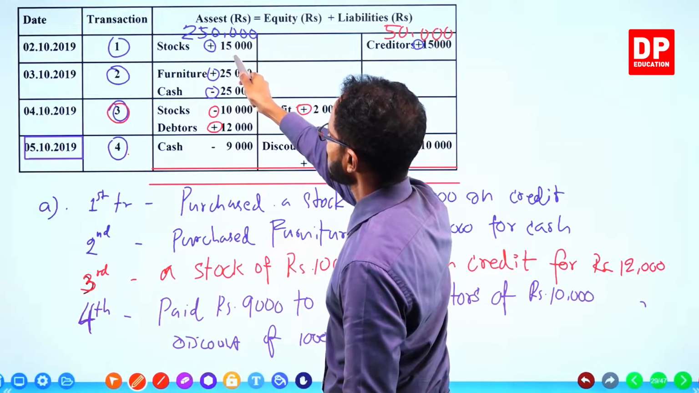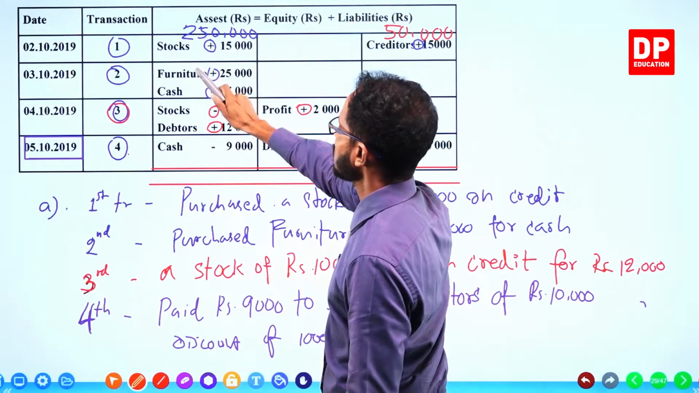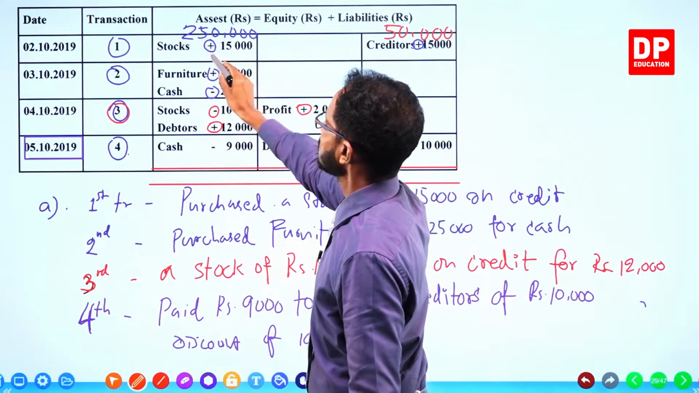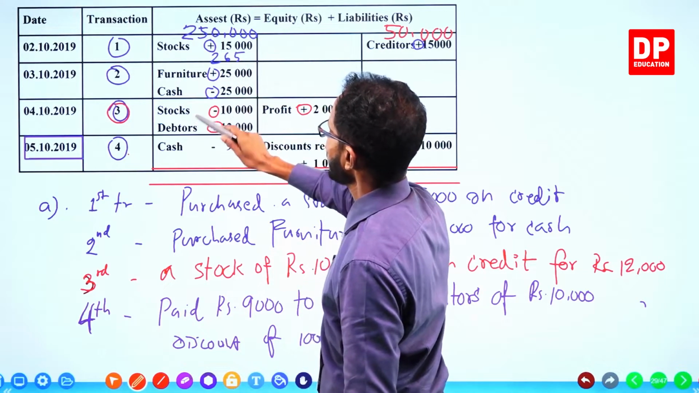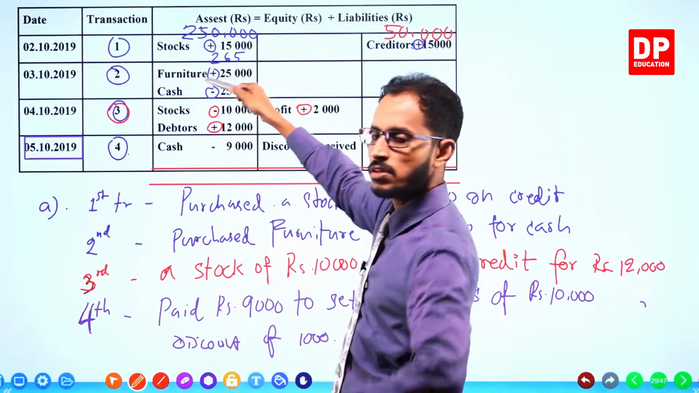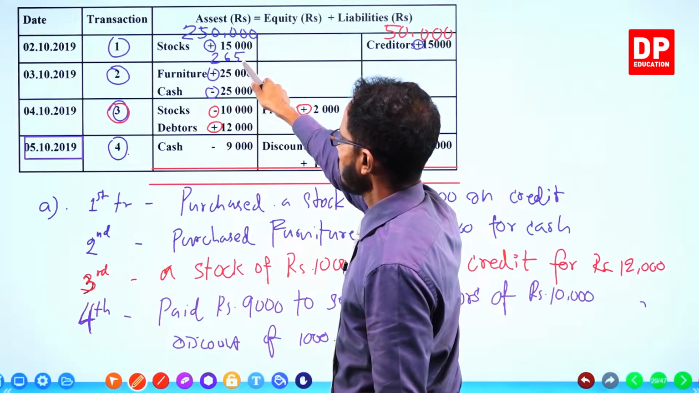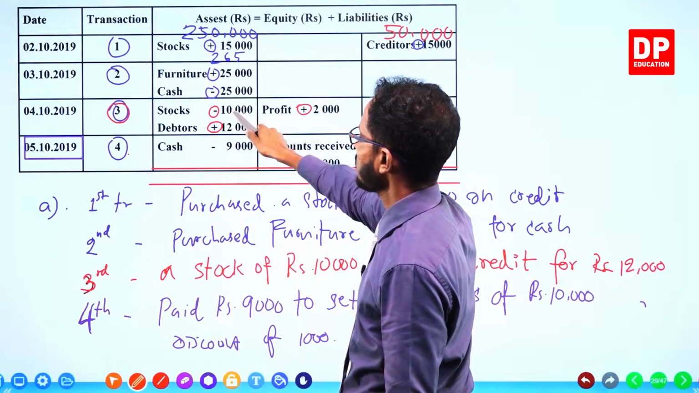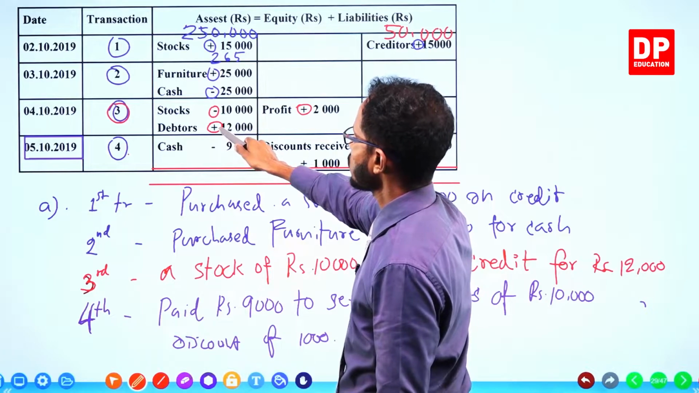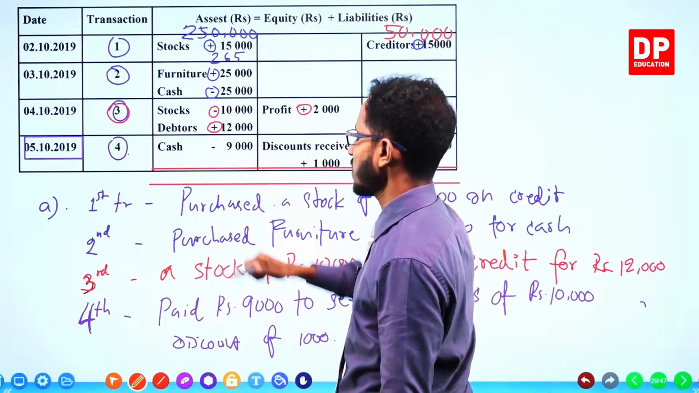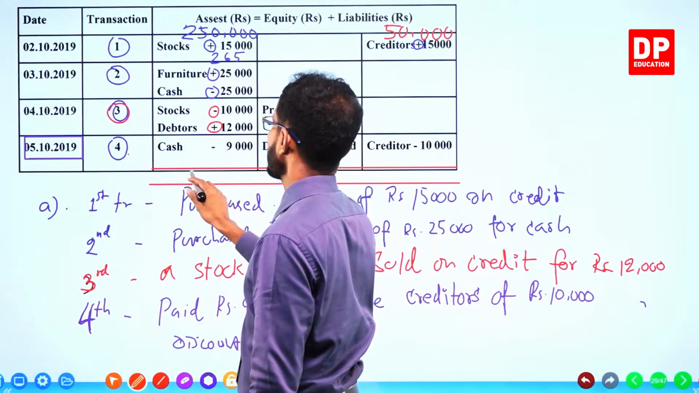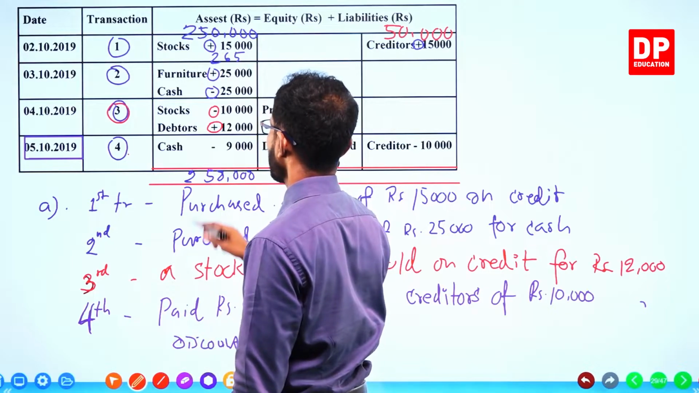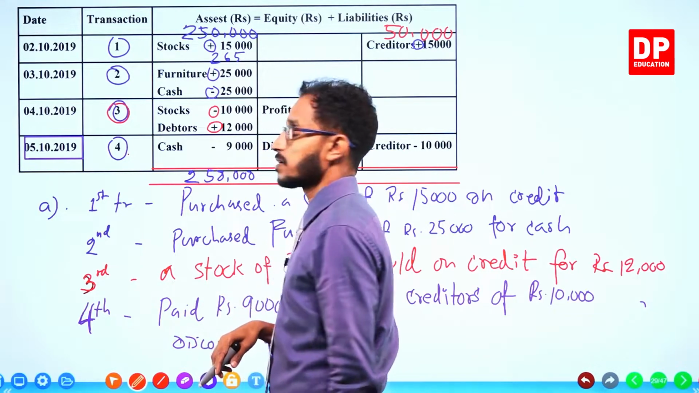250,000 plus 15,000, 265,000. Plus 25 minus 25, there is no difference. 265 here. Then 265 minus 10, 255 again. Plus 12, 267. Minus 9, 258. That is the final value, 258,000.